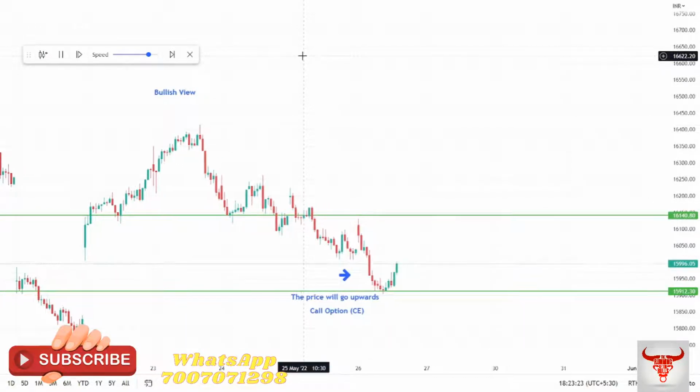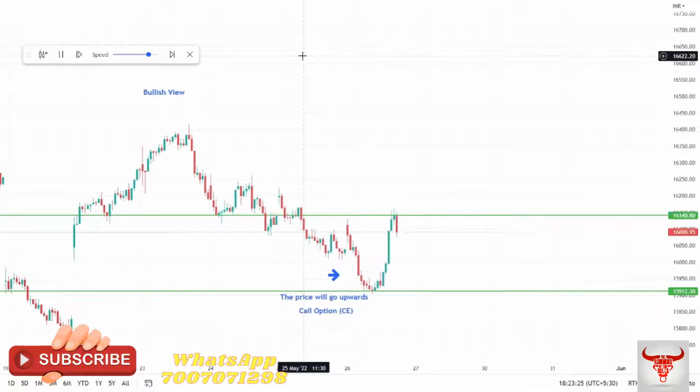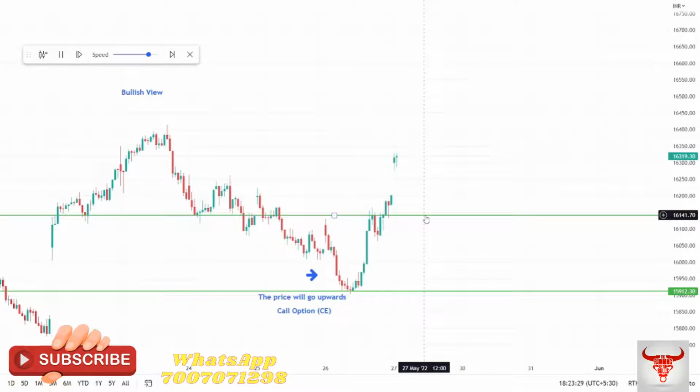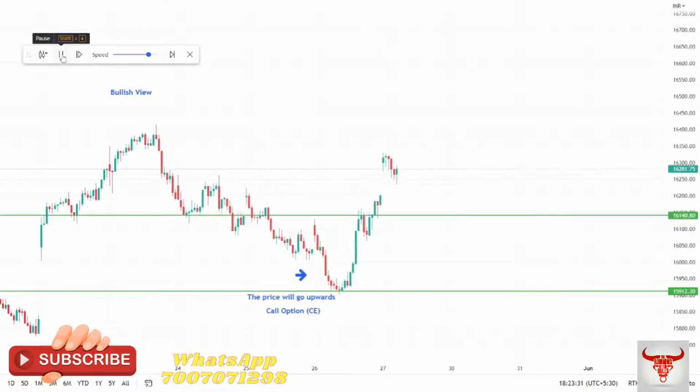See, it is moving up. So in this market we'll buy a call option and we'll take our target. Our target is this, that is achieved, and then we'll exit.